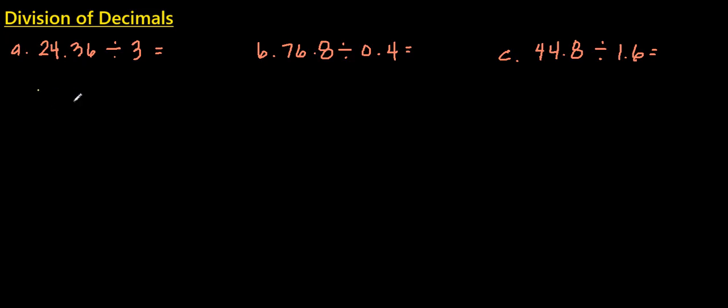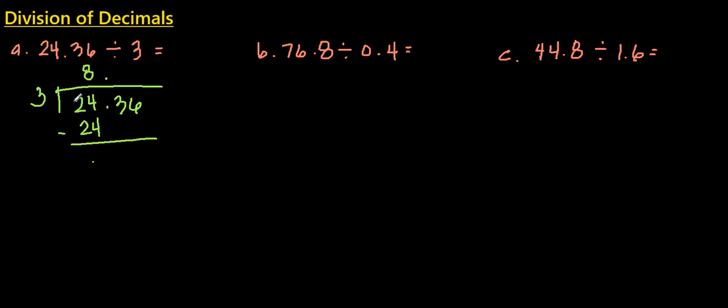24.36 divided by 3. So the divisor is a whole number, then divide it by 24.36. The decimal point should be aligned to where it is in the dividend. So 24 divided by 3 is 8. 8 times 3 is 24.